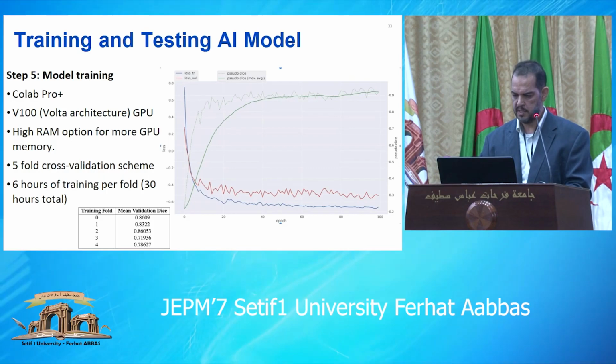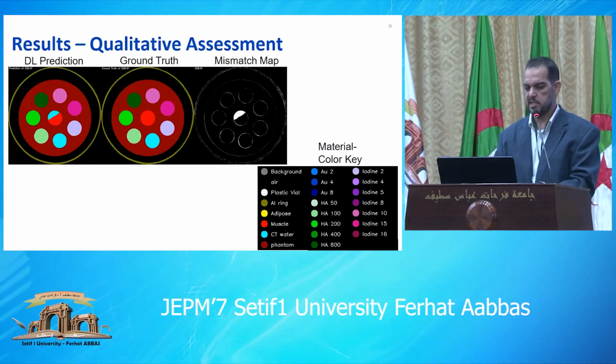She also looked at the dice index and the moving average for the dice index as the model is being refined. She used Colab Pro with the V100 GPU and 5-fold cross-validation scheme, and each of the folds took 6 hours, so it took about 30 hours, and eventually we obtained results. So for example, the mean dice for the 5 folds is shown here, different values from 0.86 to 0.71. It's not really a big variation.